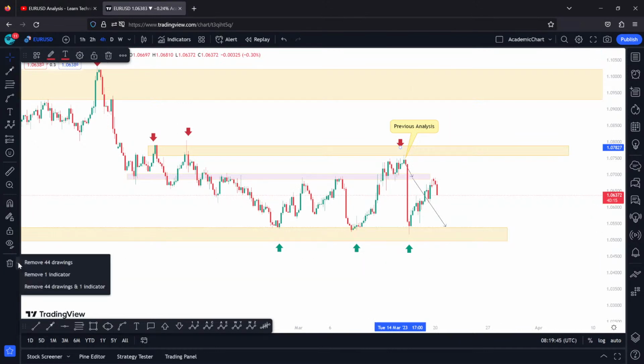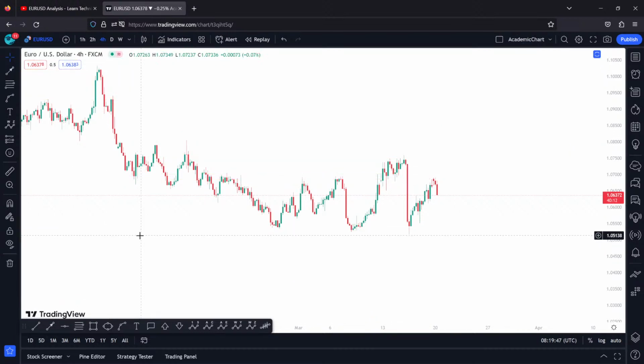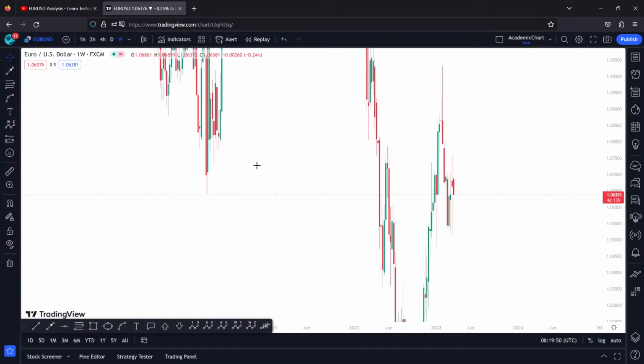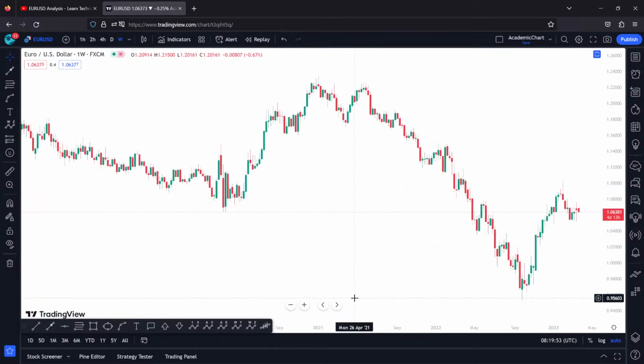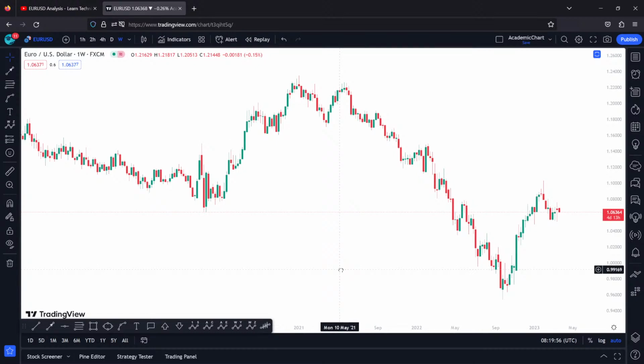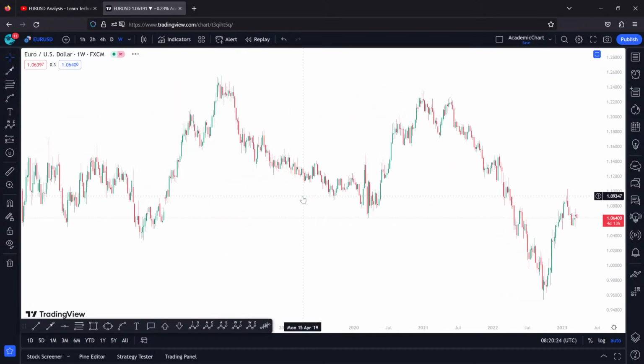So let me clean the charts, and I want to go through a little bit of history, what we discussed in the previous analysis. You know that we do our analysis via the technical analysis price action method. It means that we just take a look at the price, and I always prefer to start from the weekly view to have a good sense of the history. So let's just zoom out a little bit.